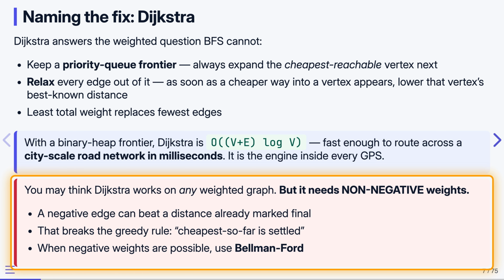One warning. You may think Dijkstra works on any weighted graph, but it needs non-negative weights. A negative edge can beat a distance Dijkstra already marked final. That breaks its greedy rule that cheapest so far is settled. When negative weights are possible, use Bellman-Ford instead.